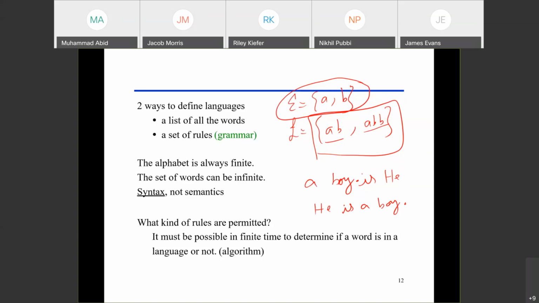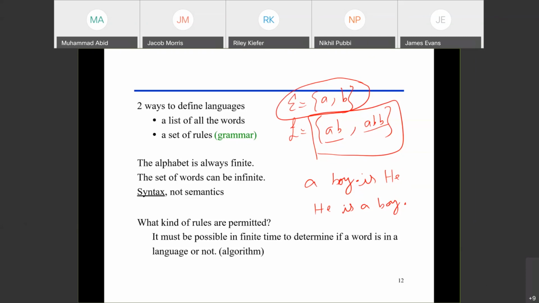Okay, so in this course we will take care of the syntax. We will not take care of the semantics. Semantics means the meaning, so we will not take care of that. I will show you this more in the incoming slides. So what kind of rules are permitted? It must be possible in finite time to determine if a word is in a language or not.